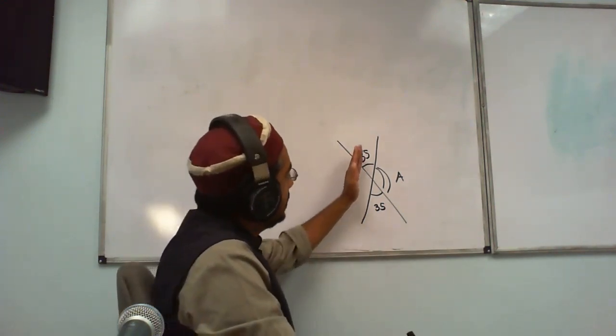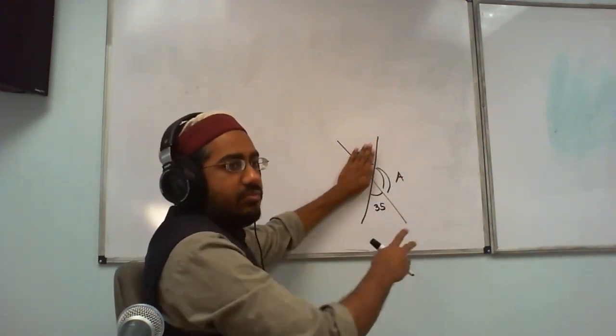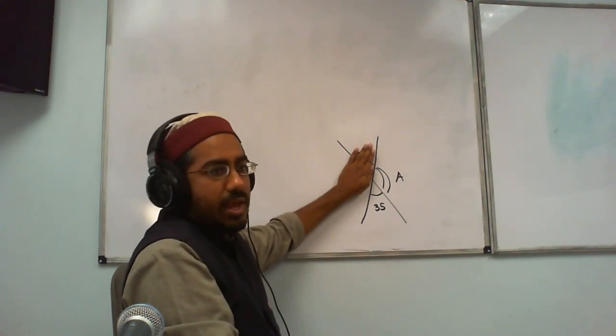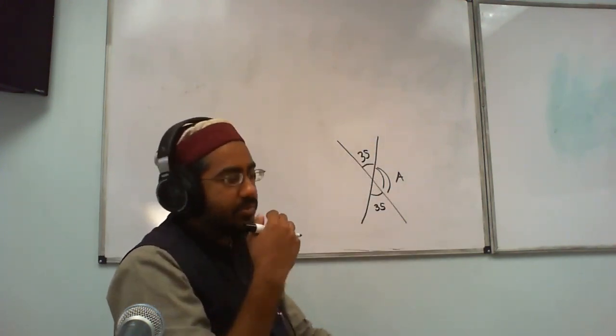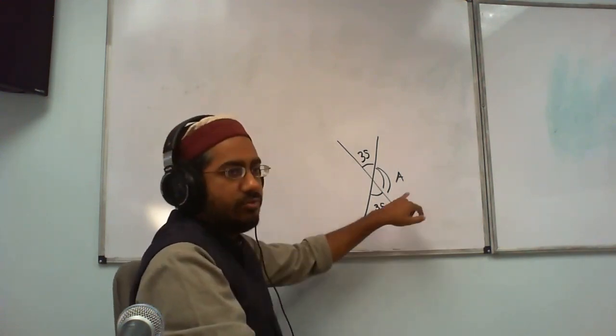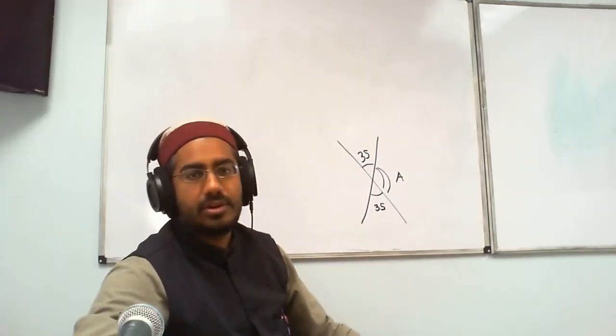180, because together, if I block out this portion here, they form a line. So how do I figure out angle A now? You subtract: 180 minus 35, and you get your answer. Does that make sense?